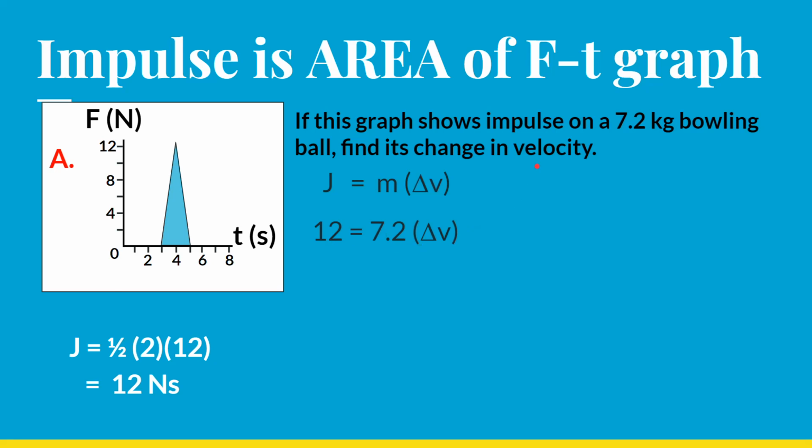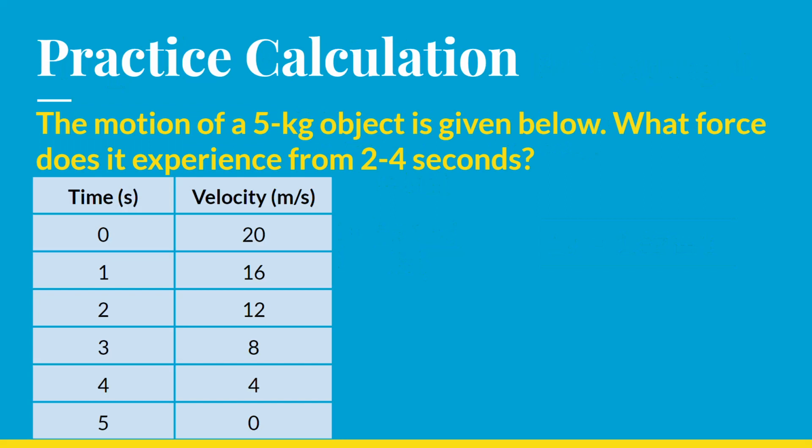So I'm going to plug in 12 equals, here's my mass, 7.2 times delta v. We're looking for change in velocity. We're going to divide both sides by 7.2. 12 divided by 7.2 is 1.67 meters per second. So the change in velocity of this bowling ball would be 1.67 meters per second based on that graph. Okay, does anybody have a question about this one? Again, you should be able to use a graph to pull information in order to do any calculation that I can give you.